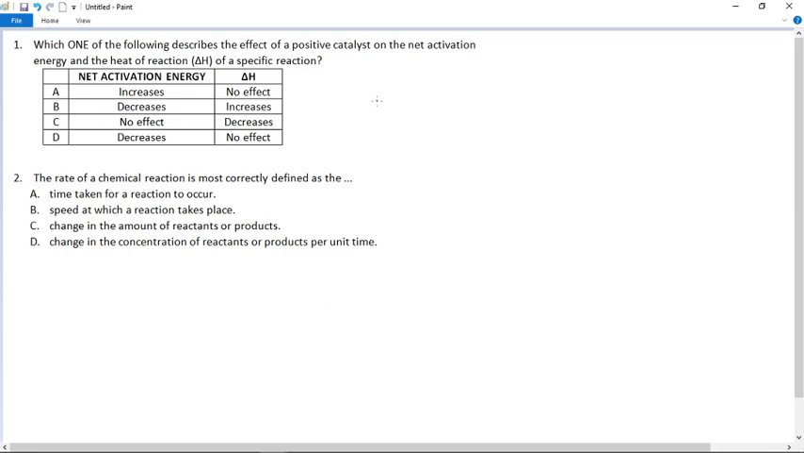Okay, so let's start. Which one of the following describes the effect of a positive catalyst on the net activation energy and the heat of reaction of a specific reaction? Well, if we look at those course of reaction curves, what does the catalyst do? The catalyst lowers the activation energy, and if it's a positive catalyst, it's going to decrease the activation energy, so it's going to be one of either B or D. It is going to be D because nothing changes the delta H.